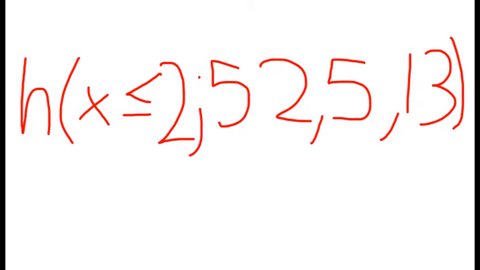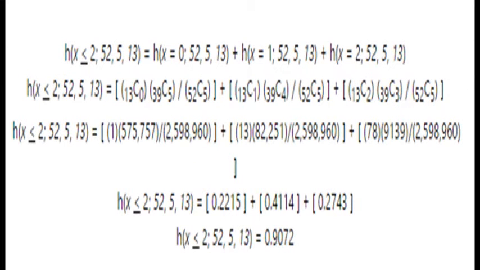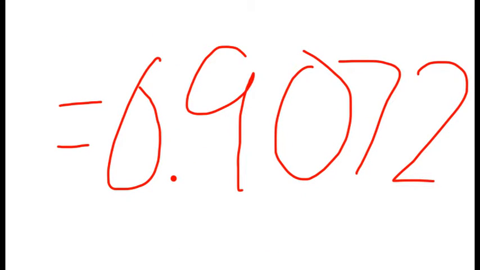So this is roughly what it would look like if you wanted 2 or less red cards to come out, and I don't have enough time to explain it all, but if you do a little bit of mental math, you'll see that it roughly comes out to about 90.72%.